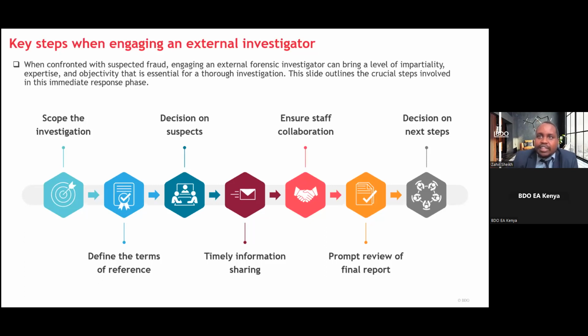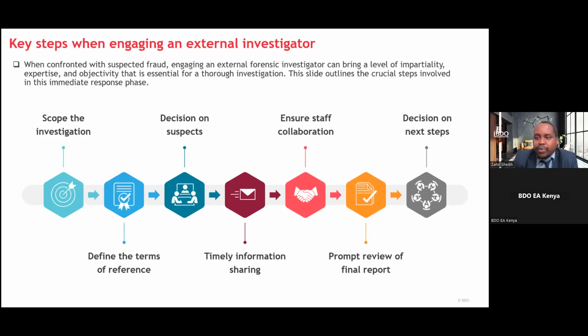So the second key step is to define the terms of reference. So you should carefully define the engagement terms. This is the scope that we've mentioned, the expected timeline, the reporting mechanisms that you'd like. It's a progress update report, the final factual findings report.